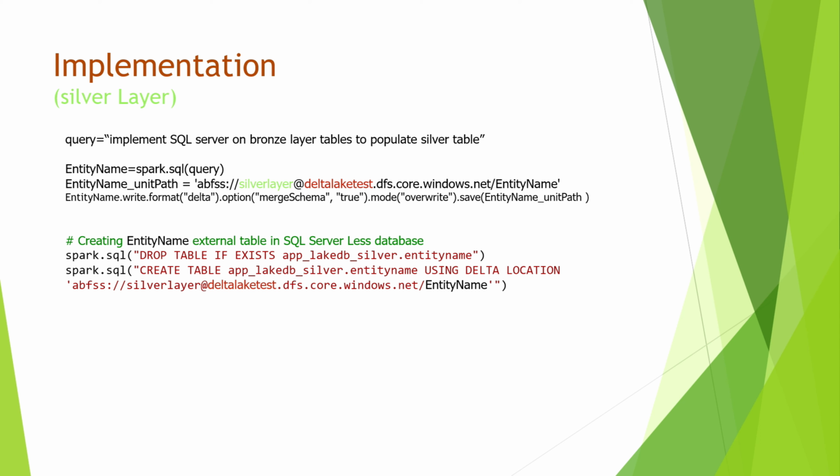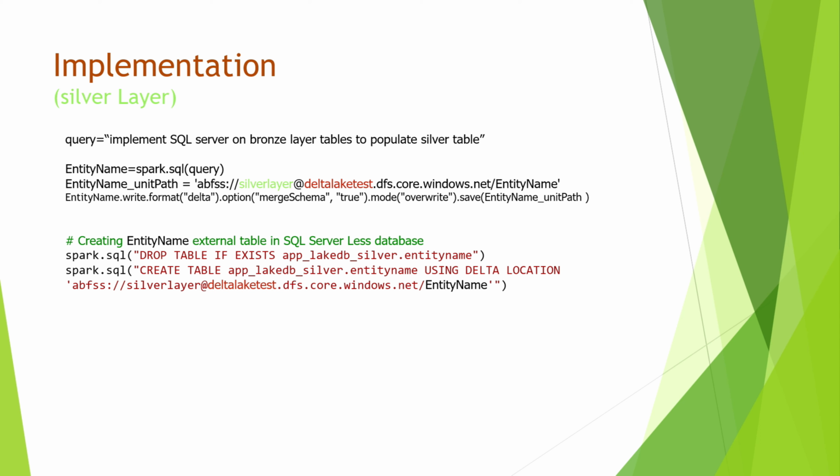That will create the data frame, and similarly that data frame we will store into the silver layer folder of the same storage account with the entity name, whatever we want in the silver layer. And once the entity is created in the silver layer, we are creating the external table for the silver layer for that entity. If you see the syntax, spark.sql drop table if exists app_lake_db_silver.entity_name, and if there is any existing entity it will drop.